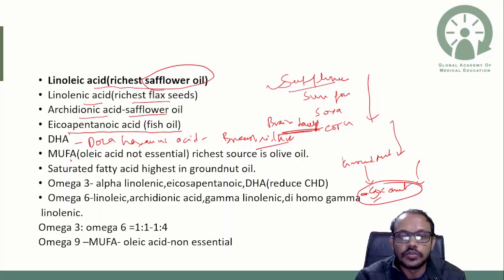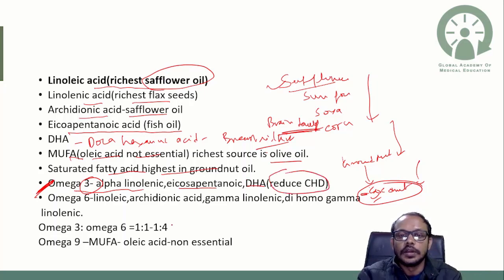Okay, monounsaturated fatty acid, oleic acid, it is not essential, it is richest in olive oil. Okay, saturated fatty acid is highest in groundnut oil, and omega 3 alpha linolenic acid, eicosapentaenoic acid, docosahexaenoic acid, they all are omega 3 fatty acids. Okay, this was our question, and this reduces cardiovascular diseases.